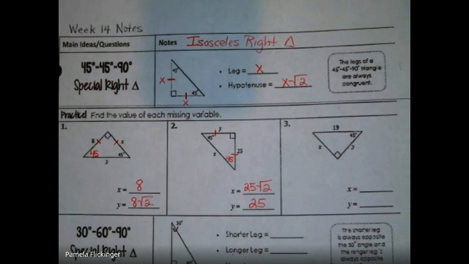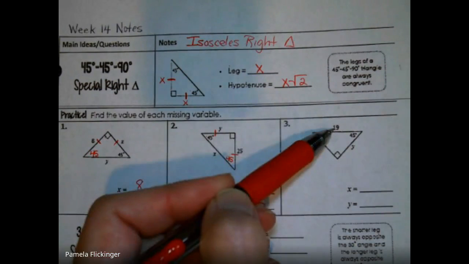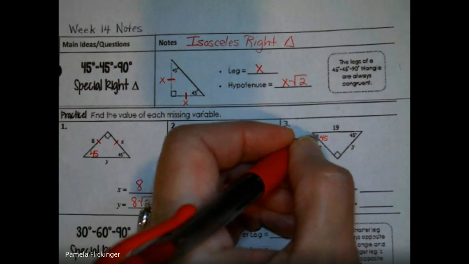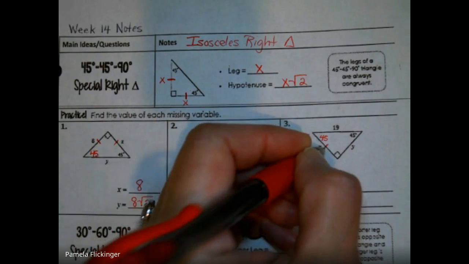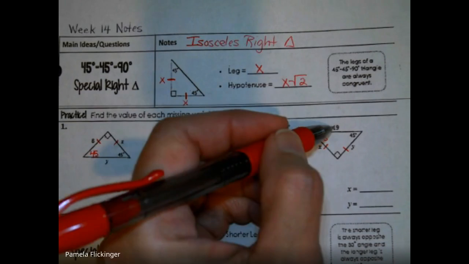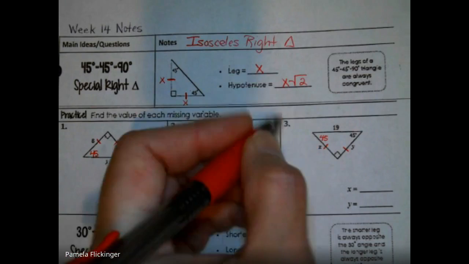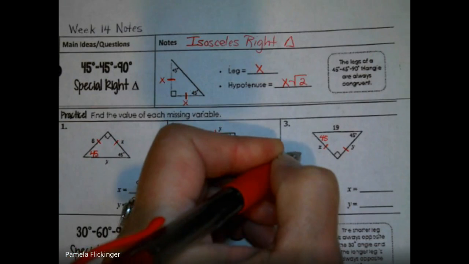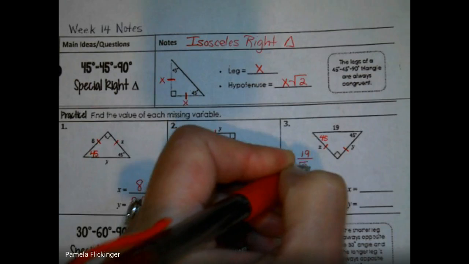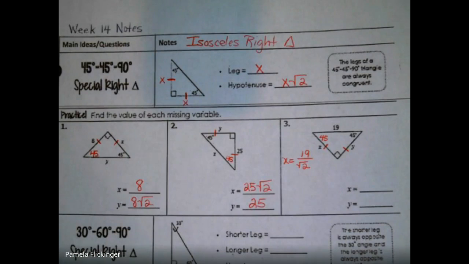So number 3, we're given the hypotenuse. But again, I see the 45-degree angle, so I know I've got a 45-45-90. It is the x and the y that will be congruent, the same. When you're given the hypotenuse, to get either x or y, we need to reverse the rule. So we're going to take 19 and divide by the square root of 2. Now we can't leave it like that because we're not allowed to leave radicals in the denominator. We need to rationalize it.